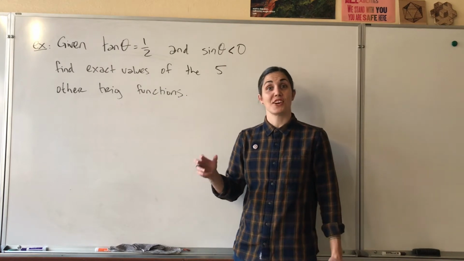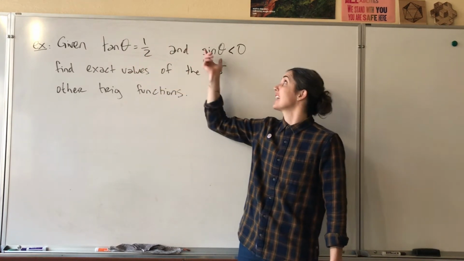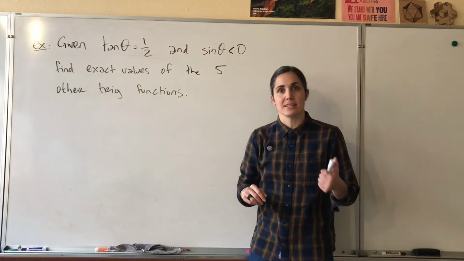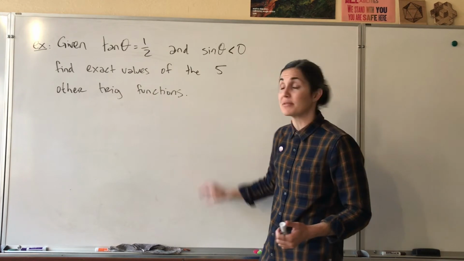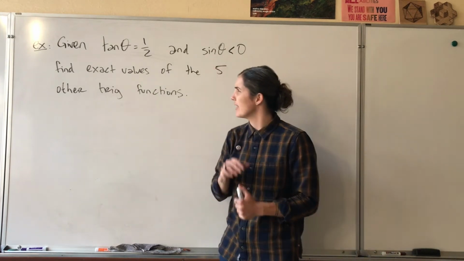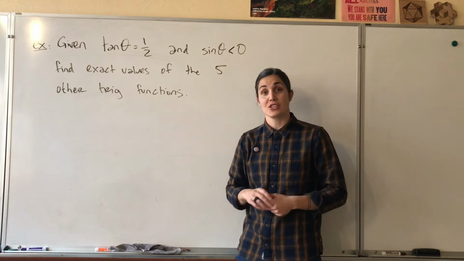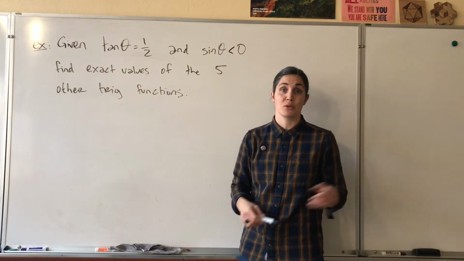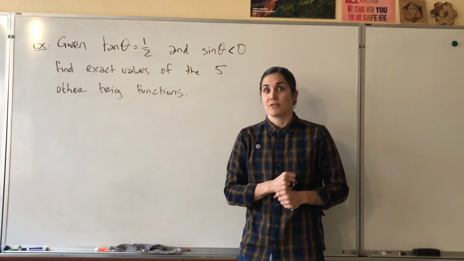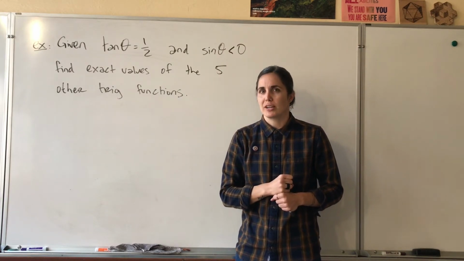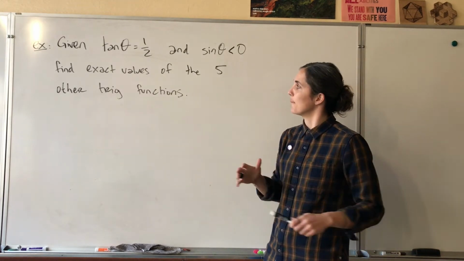Alrighty, here is our example for today. Tangent of theta is 1/2. Sine of theta is less than 0. Translate that to sine of theta is negative. And we want to find the exact values of the 5 other trig functions. Now, if you're up for a challenge, press pause, see if you can do it on your own. If you're not up for a challenge or you're feeling like I'm not quite sure how to approach that, totally fair. So let's check it out.